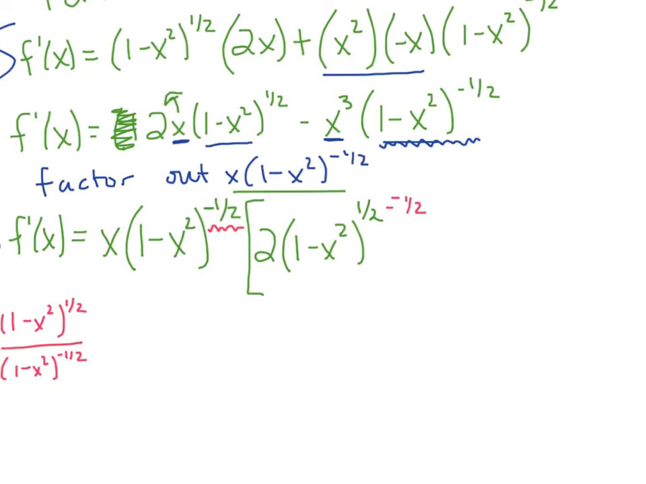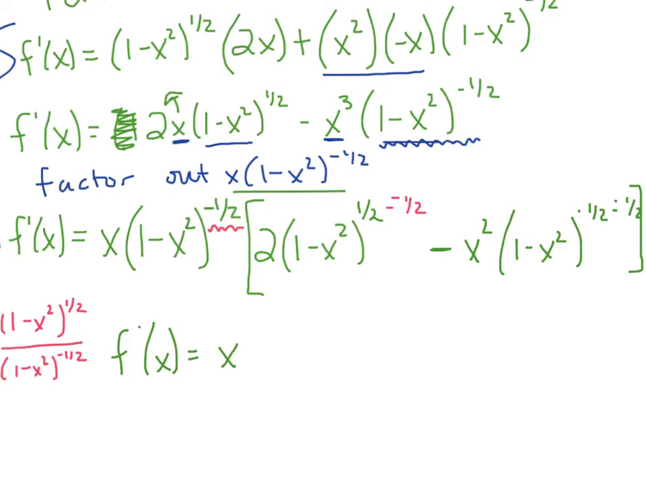Okay, then we have minus x cubed. I factor out an x, so I'm left with x squared. And then parentheses, 1 minus x squared to the negative 1/2 minus negative 1/2. Okay, let's go in and clean this up. First and foremost, we still have our x sitting in the front with 1 minus x squared. They're just waiting patiently for you to figure out all this mumbo jumbo in here.